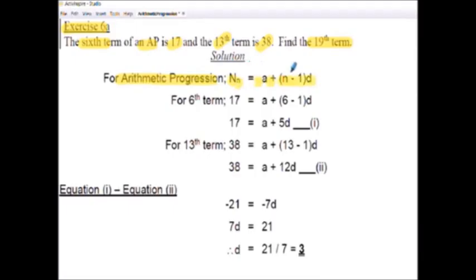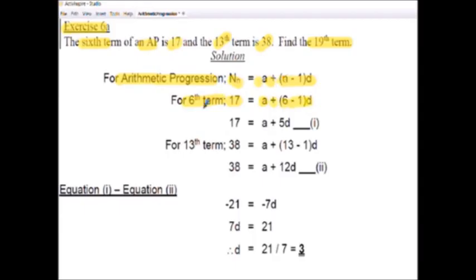Now the problem with this particular question is we have two unknowns in that equation. We do not know the first term a, and we do not know the common difference d. So we're going to generate two equations and we're going to find the values of d and a. Consider the sixth term. We know that N6 is equal to 17. That's equal to a plus little n, which would be the 6 for the sixth term, take away 1 times by the d. The a and the d we don't know, but we do know the Nn, 17, we do know the little n is 6.